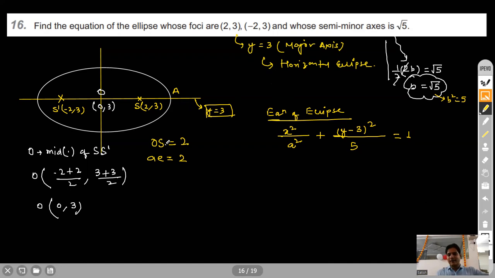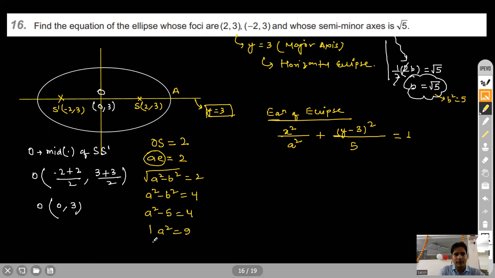Okay, got it, drinking water helped me understand. It is almost 2 hours for this video anyhow. Here ae we can write as under root of a square minus b square, and that is equal to 2. Now square it, we will have a square minus b square is equal to 4. Now we know the value of b square, that is 5. So a square minus 5 is equal to 4, so our a square will be equal to 9.